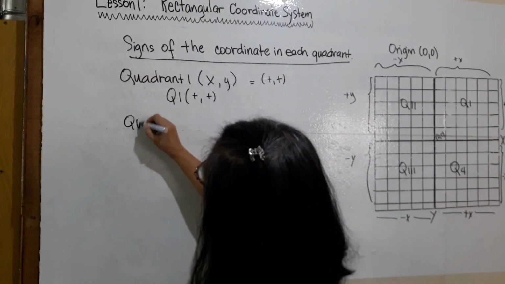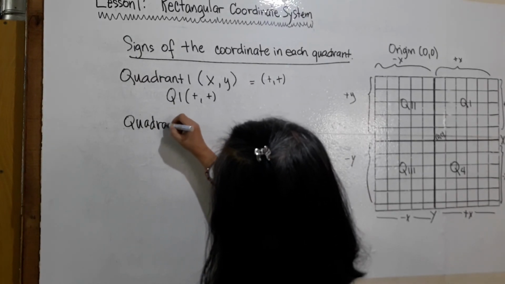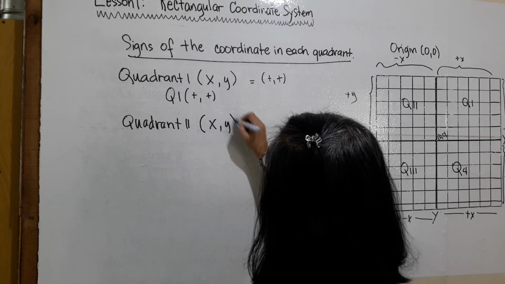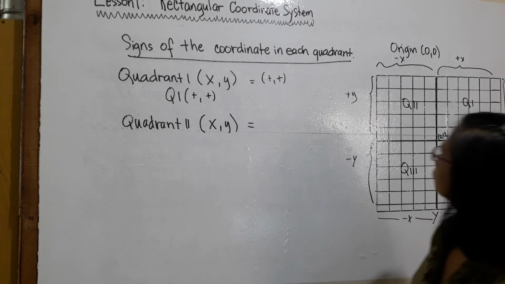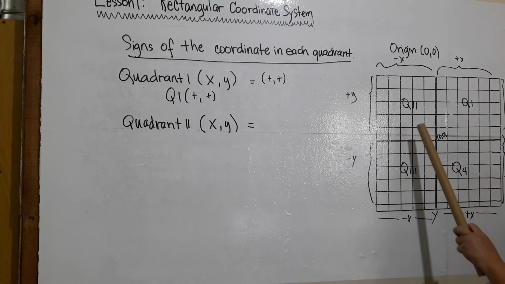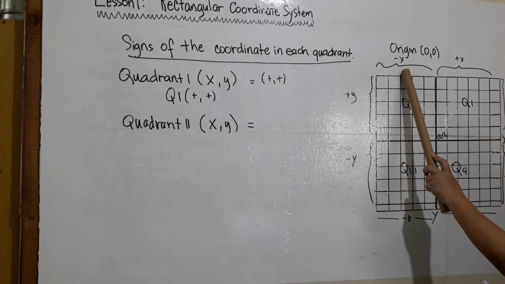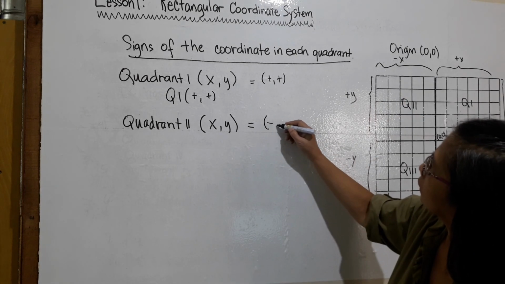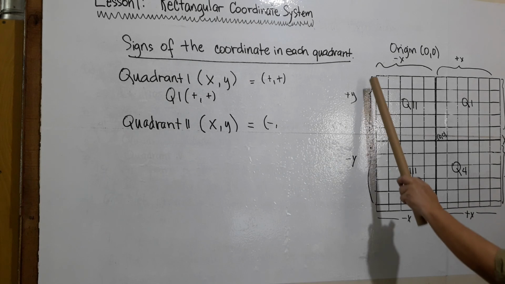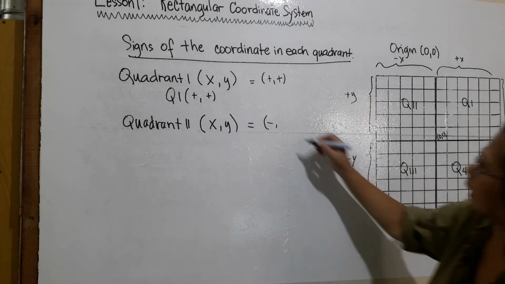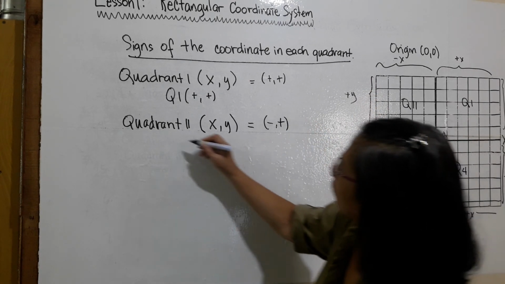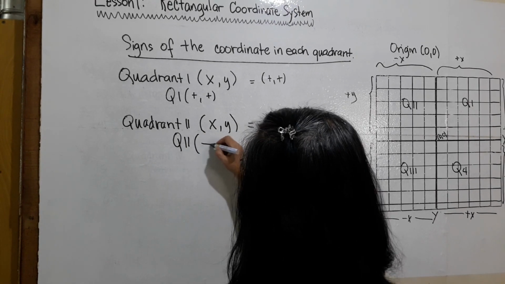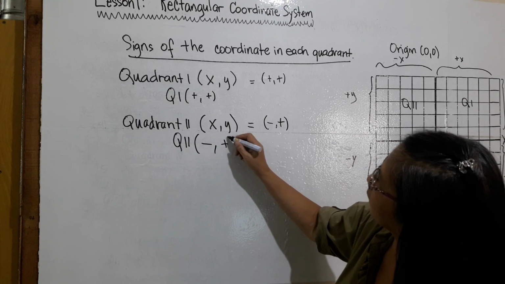What about Quadrant 2? Quadrant 2 is here. What is the x? It's negative. What about the y? It is positive. So in Quadrant 2, the x is negative and the y is positive.